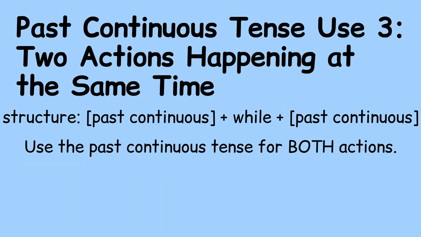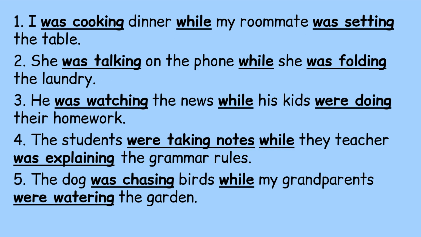Past continuous tense. Use 3. Two actions happening at the same time. Use the past continuous tense for both actions. I was cooking dinner while my roommate was setting the table.